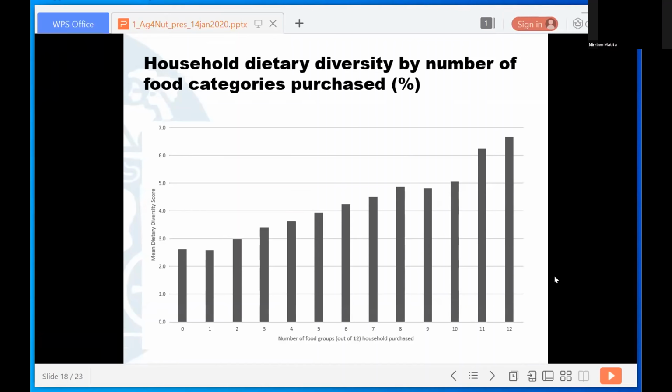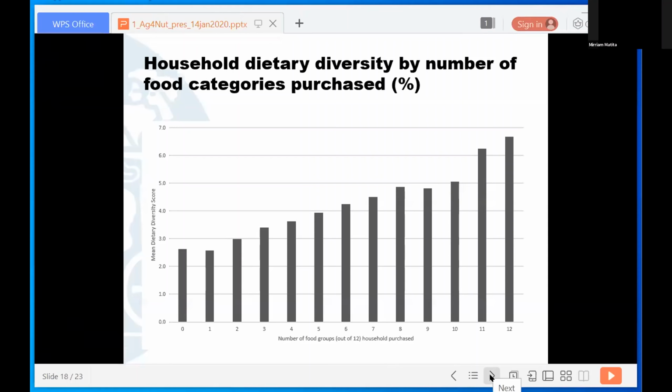Here we are looking at the household dietary diversity by number of food categories that had purchases. And what we find is that overall, there's an indication of a positive trend in the relationship between food market purchases and dietary diversity. Households that did not purchase any food group, like zero, had a mean dietary diversity score of 3 food groups. Whereas those that purchased food from 12 food groups had a dietary diversity score of about 6. And this positive relationship was also confirmed with our correlation analysis that was significant at 1%.